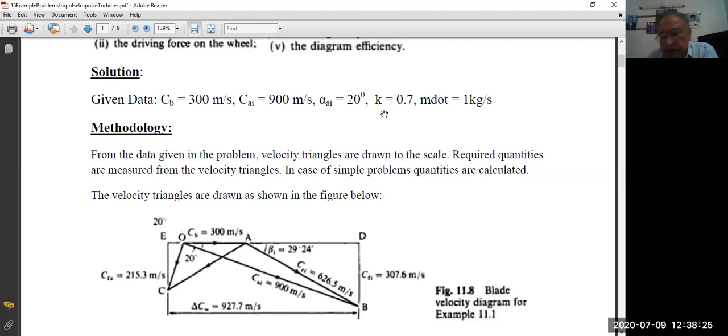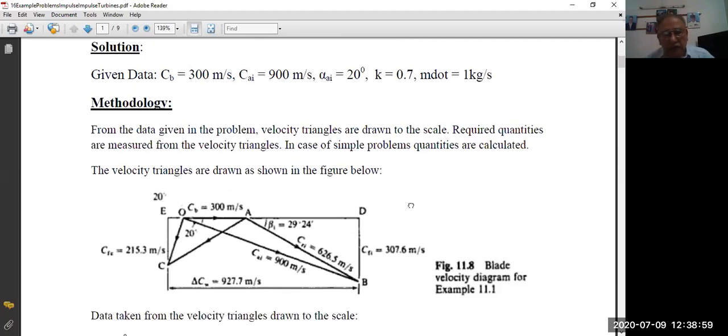K is the velocity coefficient. This is the ratio of the relative velocity at outlet divided by relative velocity at the inlet. M dot, I have written m dot because it is difficult for me in Word to put a dot at the top of the m. So read it as m with a dot at the top. In the book it is printed, so it is easy, but here in Word there must be some method, but it is very lengthy, so I don't want to go into that detail. So m dot is equal to 1 kg per second.